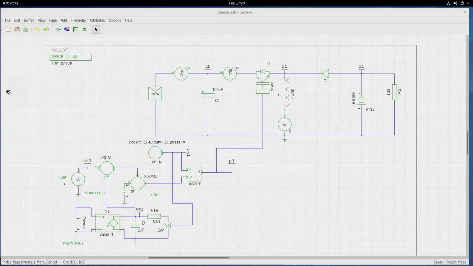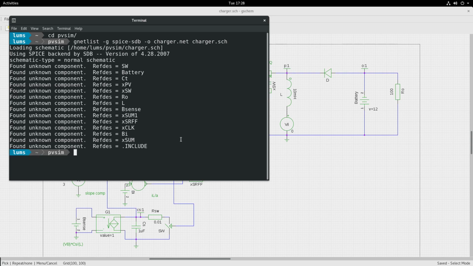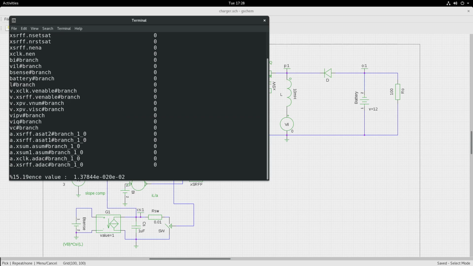So let me open the terminal window. Let me go to pvsim, the folder which contains all these files. I will generate the netlist first, charger.net, by executing gnetlist, and then I will run ngspice charger.cir. So it will start simulating.